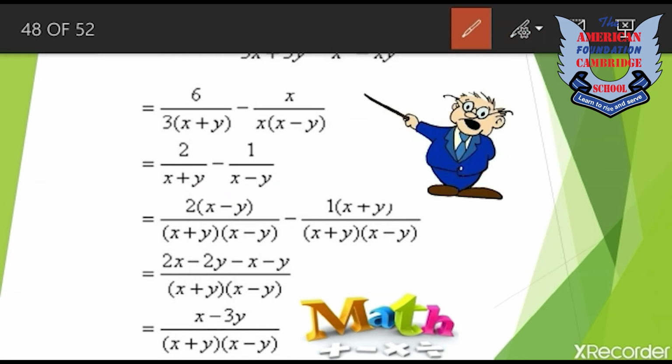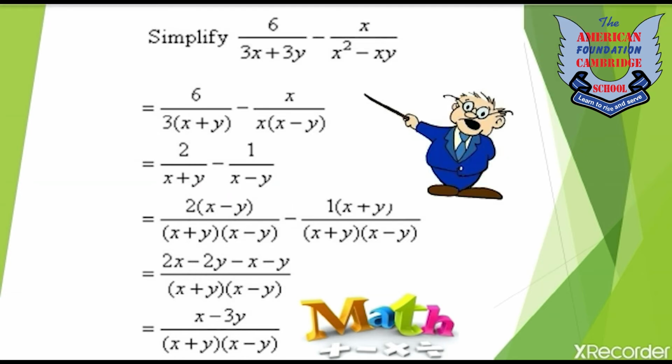After that, you can solve like terms together. 2x minus x will be equal to x and minus 2y and minus y will be equal to minus 3y. Answer will be x minus 3y upon (x plus y) into (x minus y).